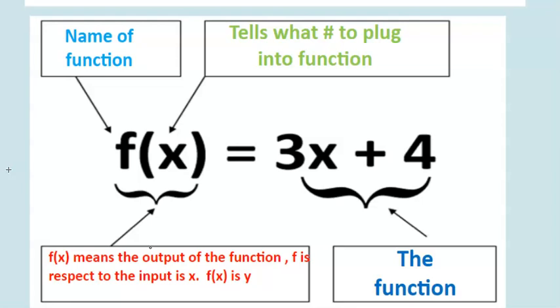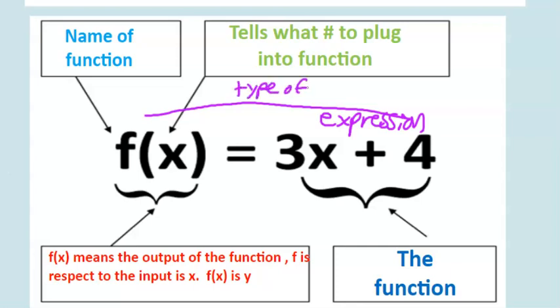F of x, you could just call it y. And then 3x plus 4 is the actual function, the expression here. This is an expression. And this whole thing right here is a type of equation. It's a special equation where x's cannot go to multiple y's. One x can't go to multiple y's.